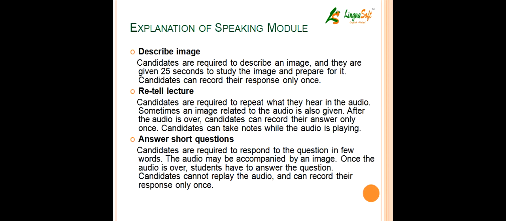Retell lecture. Candidates are required to repeat what they hear in the audio. Sometimes an image related to the audio is also given. After the audio is over, candidates can record their answer only once. Candidates can take notes while the audio is playing.